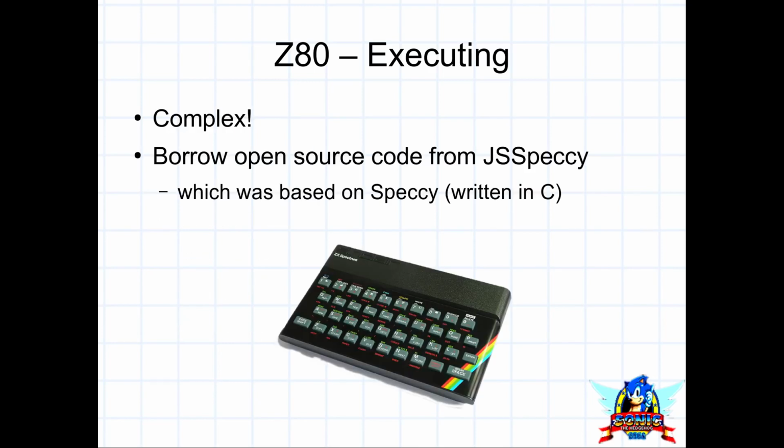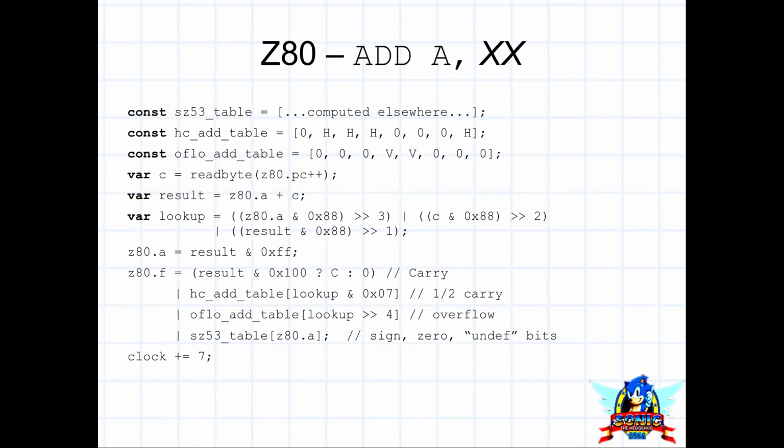So, in summary, it was really complicated. It's complex to emulate a Z80. And so when I was writing this project, I borrowed an existing Z80 implementation from a JavaScript version of a Spectrum emulator, which itself was based on a C implementation of a Z80 processor. So big thanks to the JS Specky people for making their code open source.